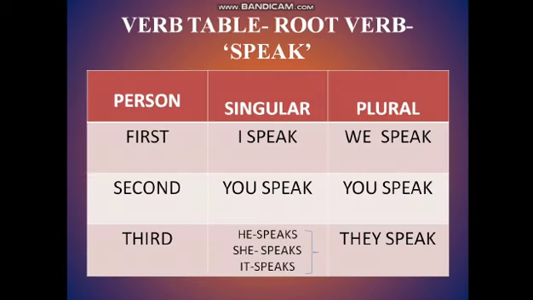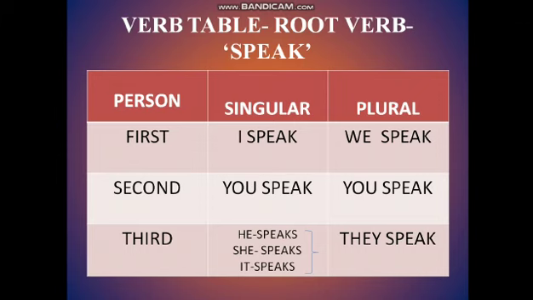This is a verb table, and the root verb over here is speak. How will we use speak with all three persons: first person, second person and third person? Students, this table is to clarify your doubts. Let me start with the first person. First person is I, and the plural form is we. Second person is you, and the plural form is the same, you. And third person is he, she and it, and the plural of he, she and it is they.